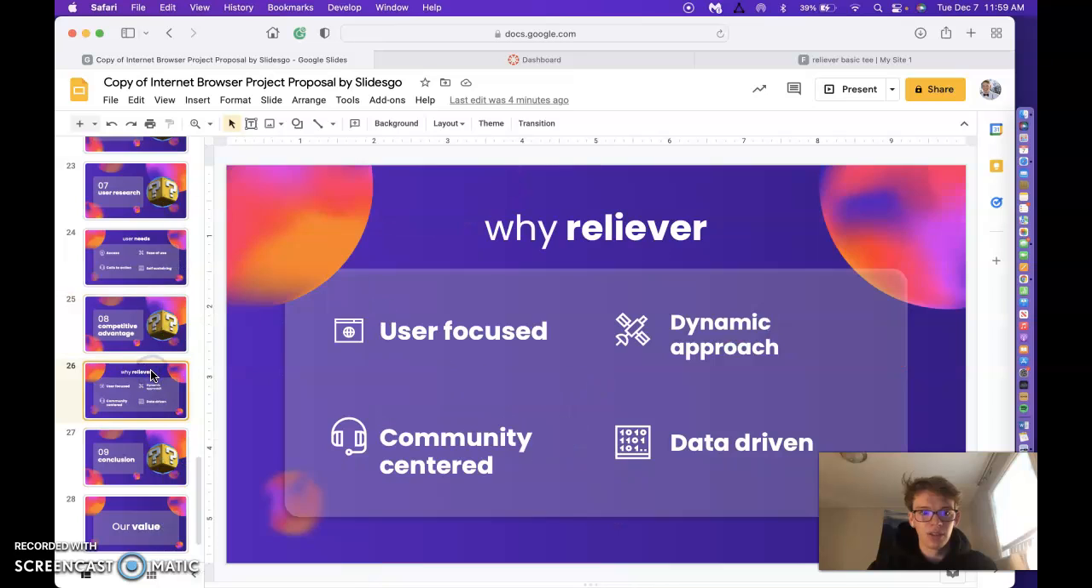Competitive advantage. So why us, right? Why would you choose us? We're user-focused, there's a dynamic approach based on user profiles. Nothing else I've seen does that, nothing else does its own programming. We're community-centered, we're data-driven. All these things circle back to providing the best experience possible for the user.